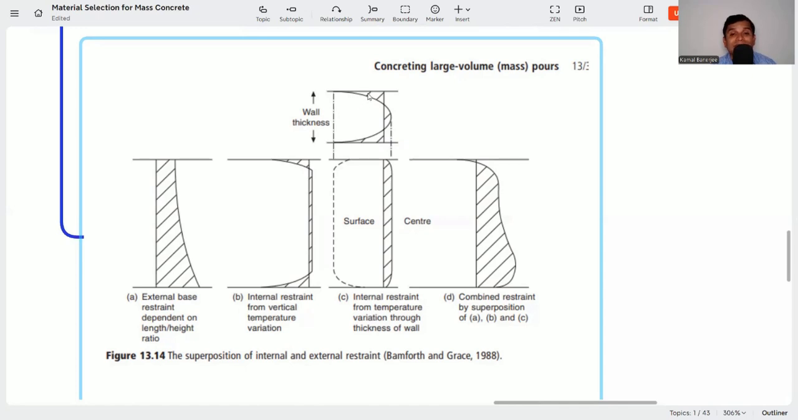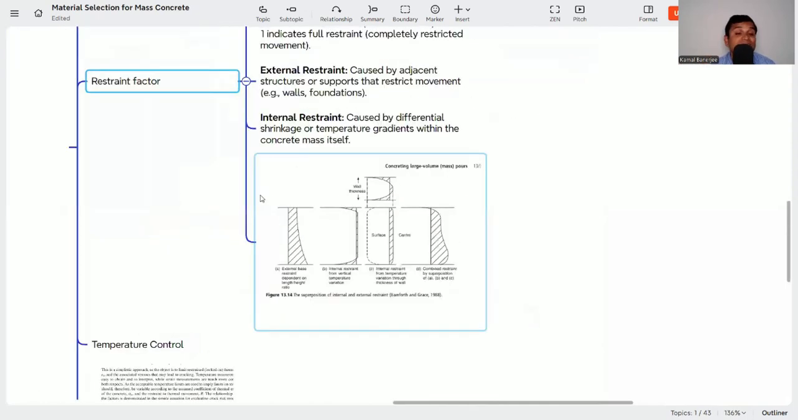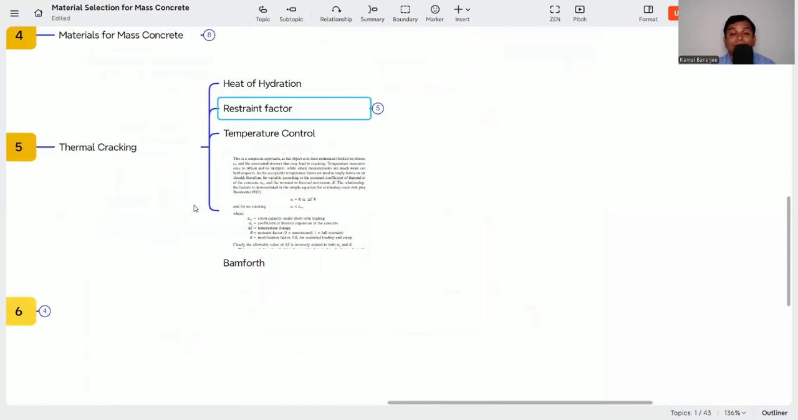Now the combined resistance by superimposition of A, B, C. This is for the external base resistance, internal resistance, and the internal resistance from temperature variation, and for the vertical temperature variation. So if we combine, we are getting this type of resistance. So the superimposition of internal and external resistance of the mass concrete. This is very much important. Whenever you are dealing with mass concrete, you also need to consider what type of resistance the structure has. That is also very much important, because if you are not considering the resistance factor, then again there will be a problem. So another thing is temperature control.